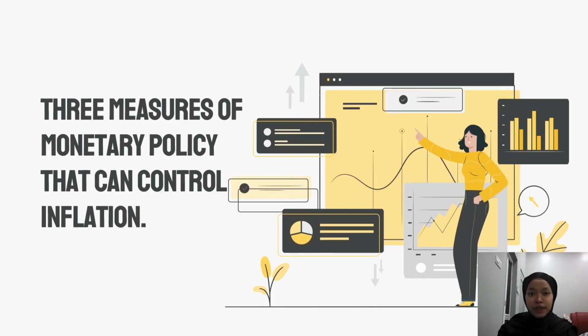I'm going to explain question F, which is three measures of monetary policy that can control inflation. First of all, what is inflation? Inflation is when there is so much money in the economy that it makes the prices of goods increase rapidly. So, the central bank will take three measures to control inflation.